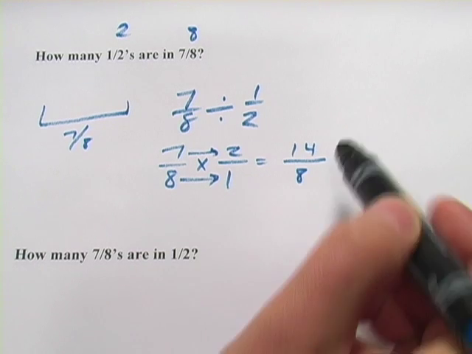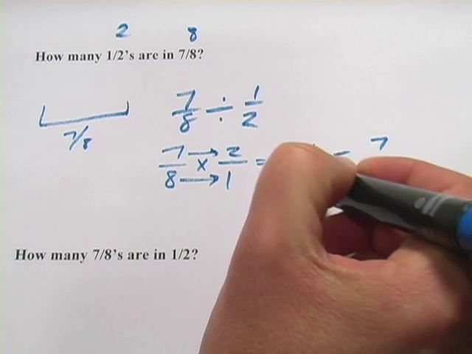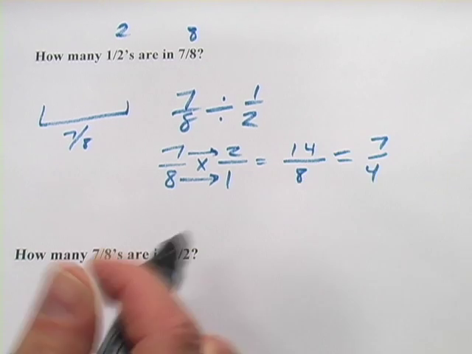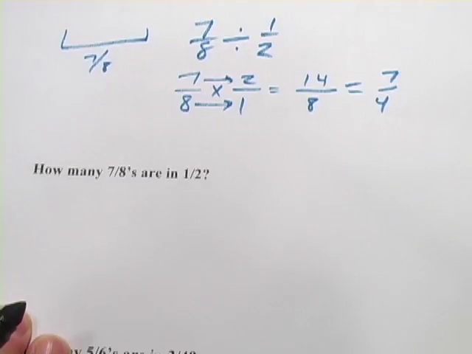Let's see if we can simplify that. I could take a 2 out of the top and the bottom. 14 divided by 2 is 7. 8 divided by 2 is 4. And we get 7/4. Let's try another one.